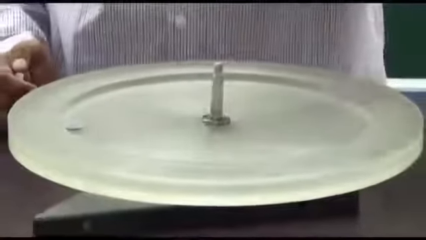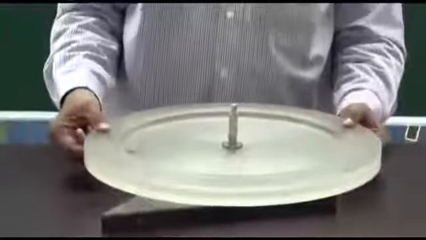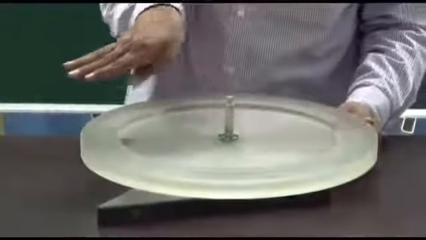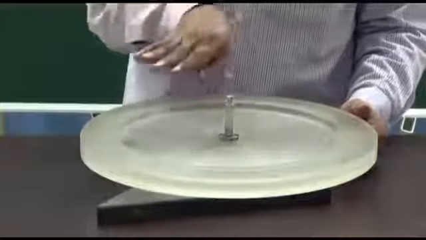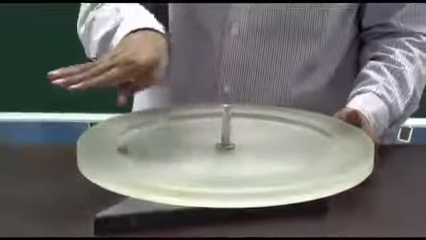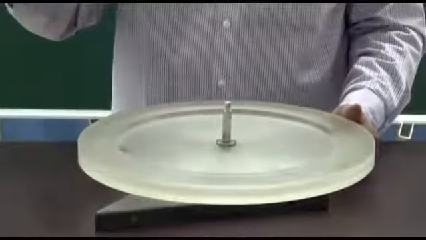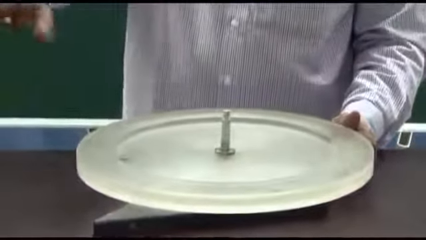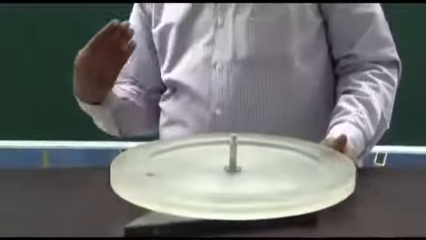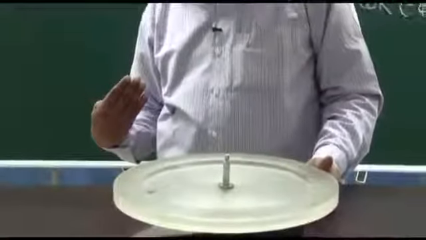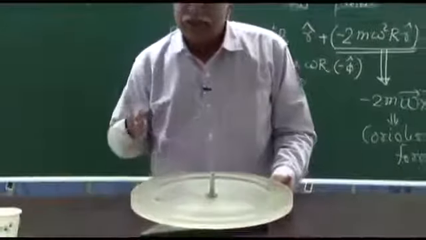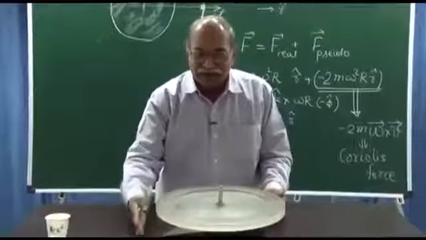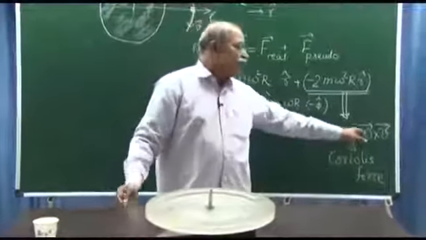I had rotated the disc clockwise as seen by me. So, omega vector is vertically downward, and as seen from this disc, the coin starts in the radial direction because of the centrifugal force. So, velocity is in the radial direction, and omega is in the vertically downward direction. So, what is omega cross V? Omega cross V is in this direction towards me, and therefore, minus omega cross V will be in this direction. That is the direction of the Coriolis force, minus 2m omega cross V.